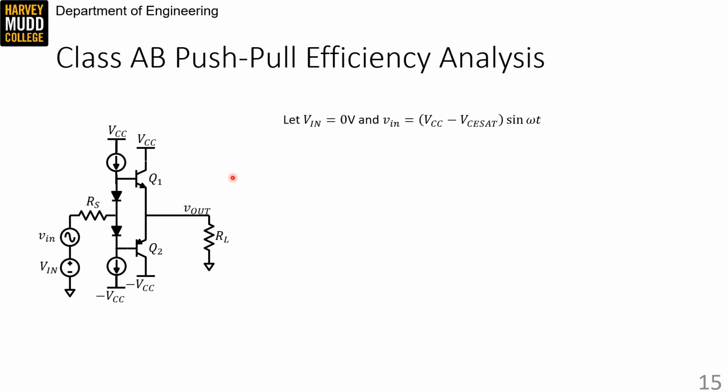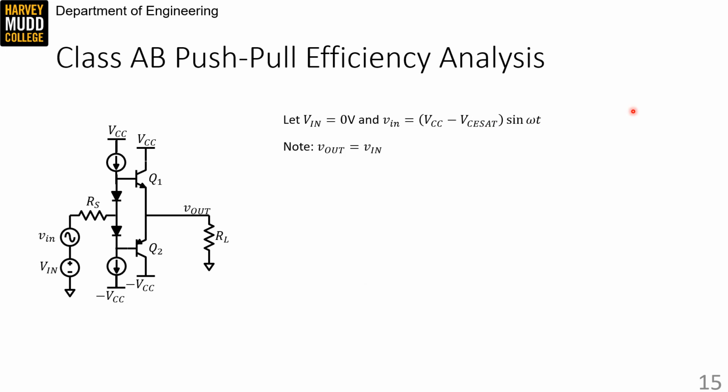As test conditions, we set our large signal Vin to 0, so we don't get any DC current in RL. And we set our little Vin to VCC minus VCE sat, our maximum swing, times sine omega t. Again, we're going to find out that this maximum swing is when our amplifier is most efficient. We'll pull that out of our results at the end of the derivation.